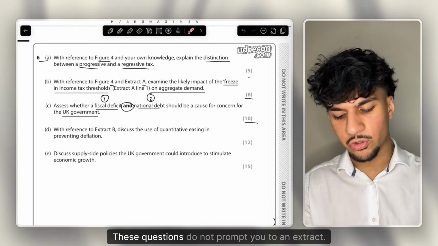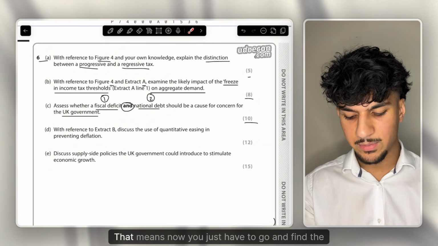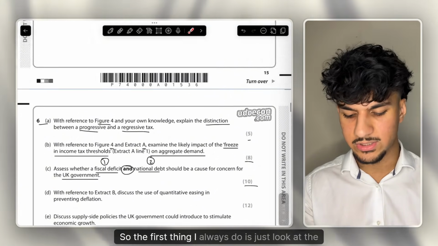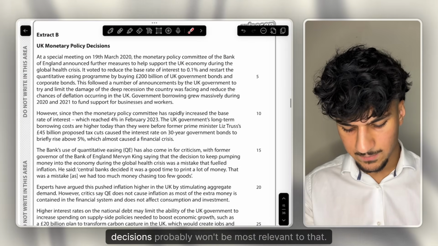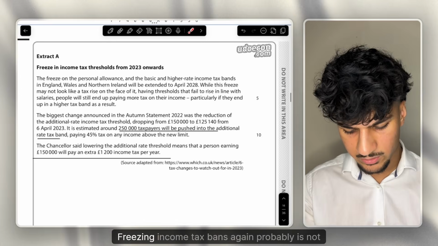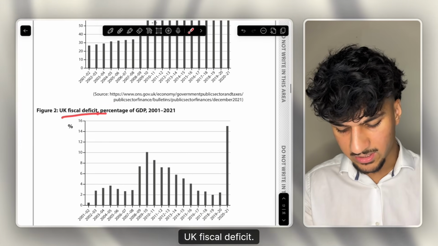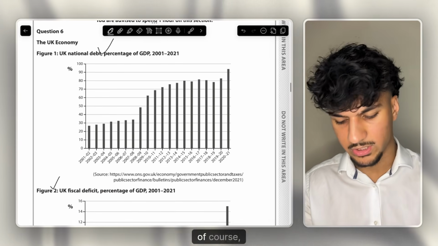Now, whenever these questions do not prompt you to an extract, that does not mean you do not need the extract. That means now you just have to go and find the extract which is relevant. So the first thing I always do is just look at the titles. UK monetary policy decisions probably won't be most relevant to that. Freezing income tax bands, again, probably is not most relevant. UK fiscal deficit, that looks like a good one for application, so we'll be using that one. And then UK national debt, of course, another really good one.